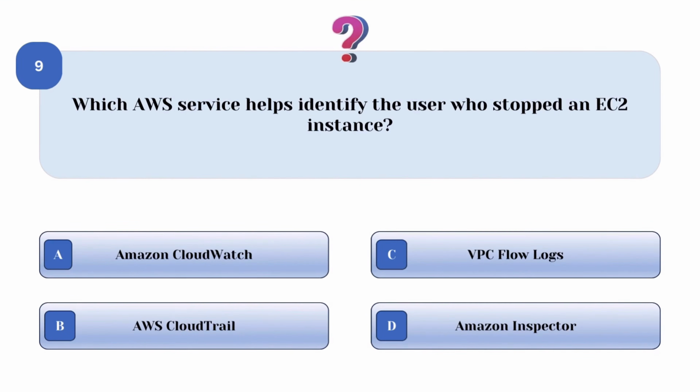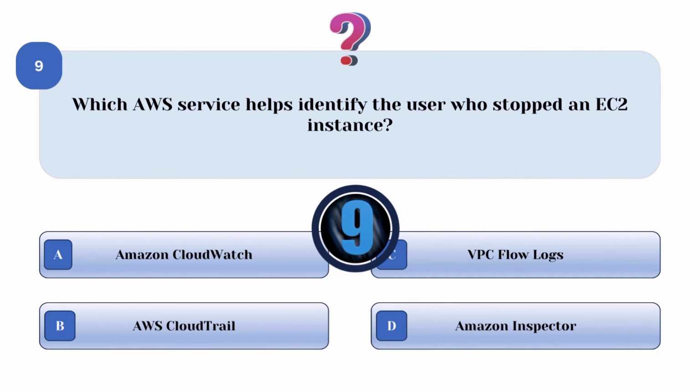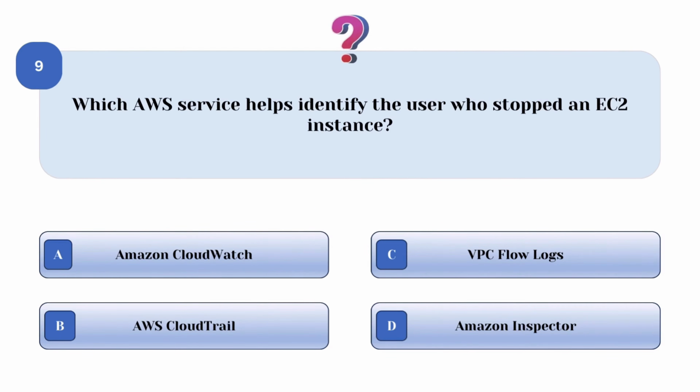Which AWS service helps identify the user who stopped an EC2 instance? Correct answer: AWS CloudTrail. Explanation: CloudTrail logs API calls, including the user who initiated actions like stopping instances.